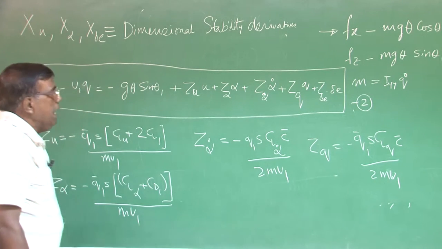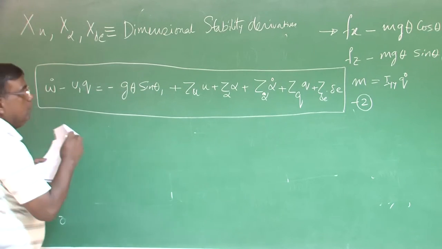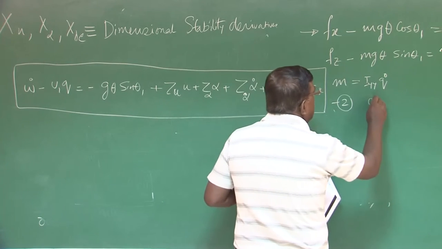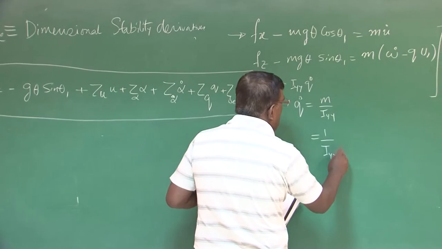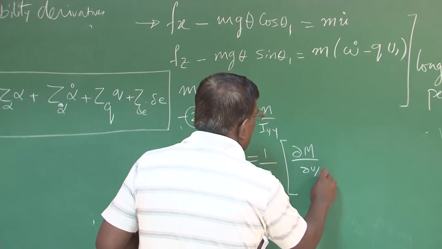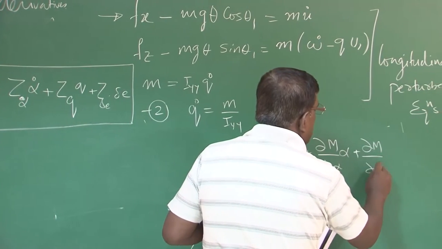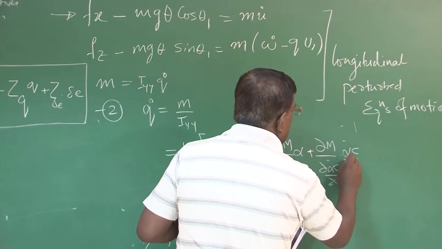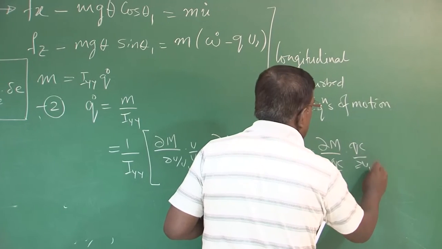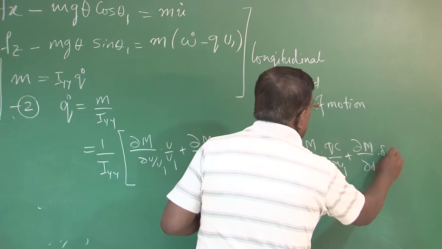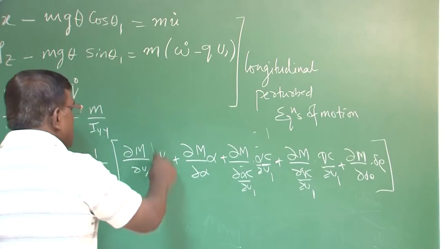Similarly for M, we will get an equation of the form. You know that M equals Iyy q dot. So I can write q dot equal to M divided by Iyy, and again for M, I will write dM by du by u1 into u by u1 plus dM by d alpha into alpha plus dM by d alpha dot c by 2u1 into alpha dot c by 2u1 plus dM by dq c by 2u1 into qc by 2u1 plus dM by d delta e into delta e. Of course, by now you are expert that these partial derivatives are to be evaluated at steady state. And we have all done this.